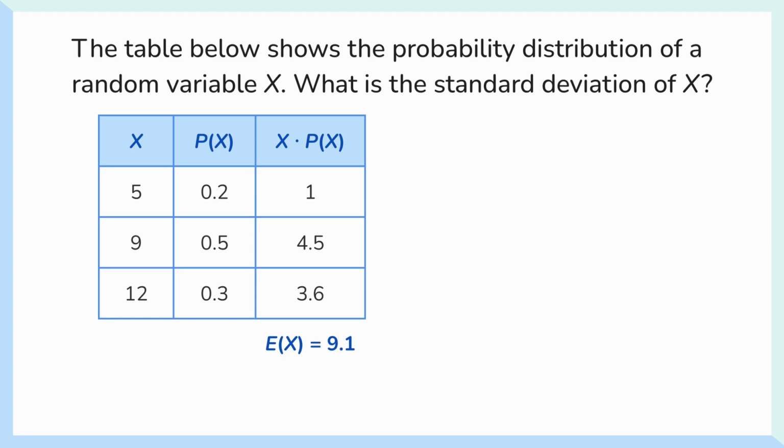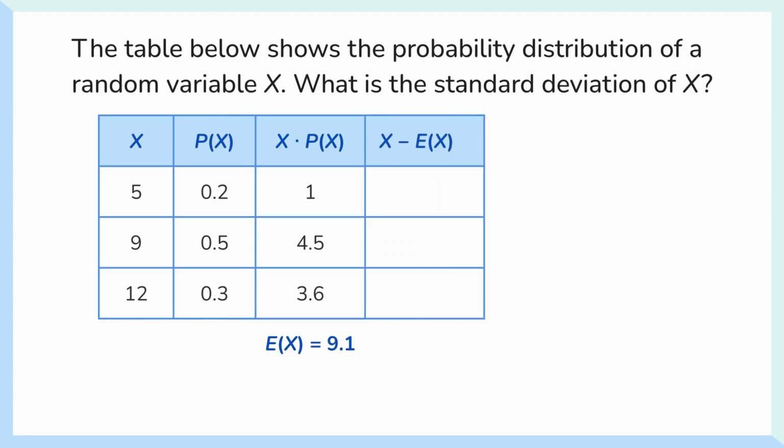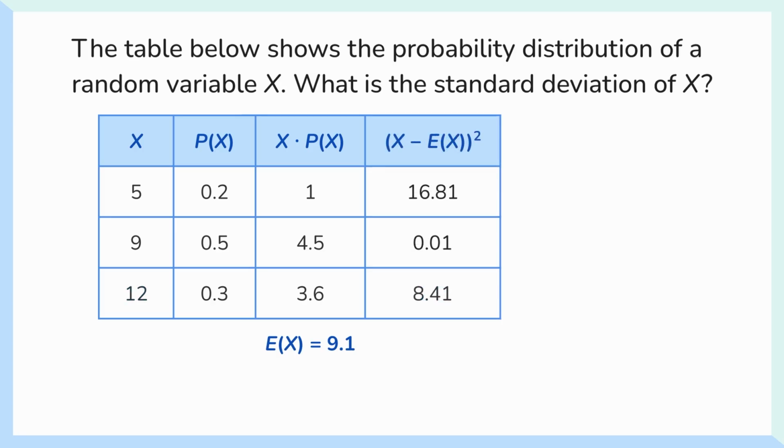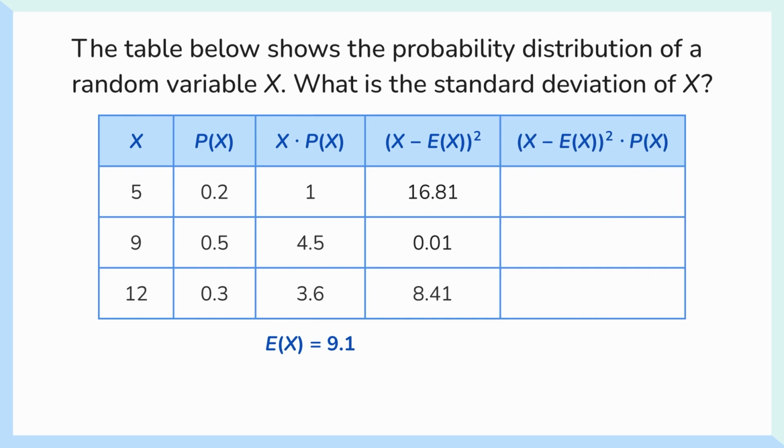Now, let's find how much each data value deviates from the expected value by finding their difference. 5 minus 9.1 is negative 4.1. 9 minus 9.1 is negative 0.1. And 12 minus 9.1 is 2.9. A negative value indicates that the data value is lower than the expected value, while a positive value indicates that the data value is greater than the expected value. Next, we will square each of these values to find the squared deviations.